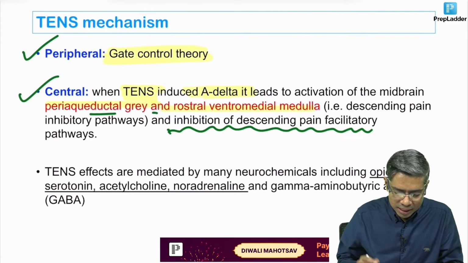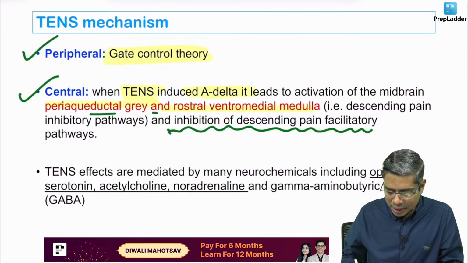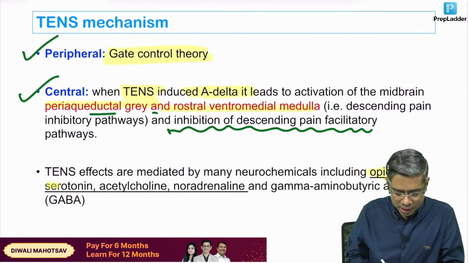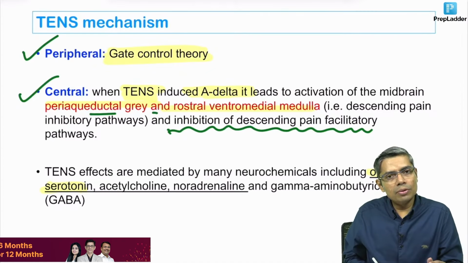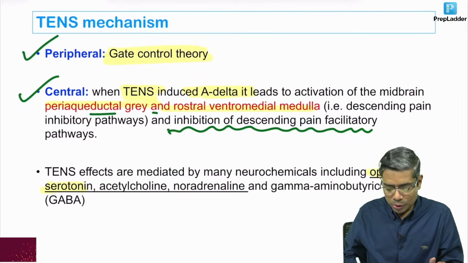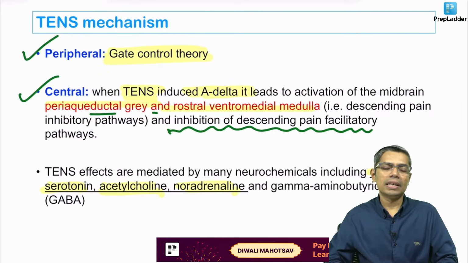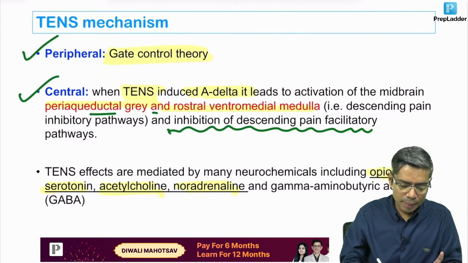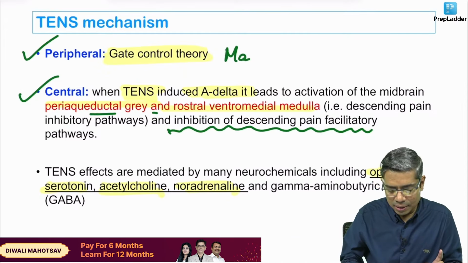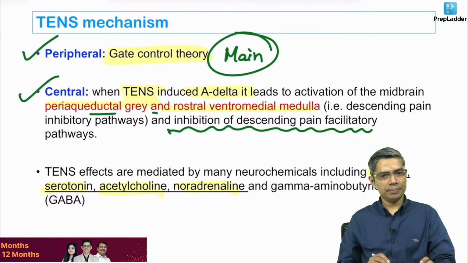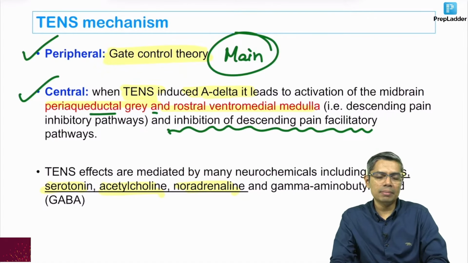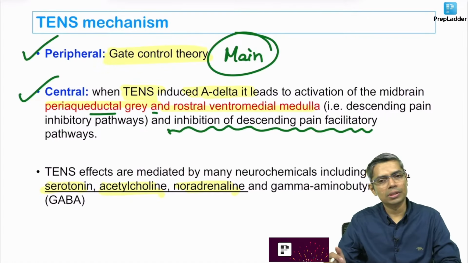But you have to remember that TENS effects are mediated by many neurochemicals. This has been asked once, that TENS can also release some of the endogenous opioid substances in the brain, serotonin, acetylcholine, noradrenaline also. They can also reduce the pain. But the main mechanism of TENS is the gate control theory. Okay, so that's why gating is the main mechanism, but additional mechanisms are there. Those are written here. Okay.